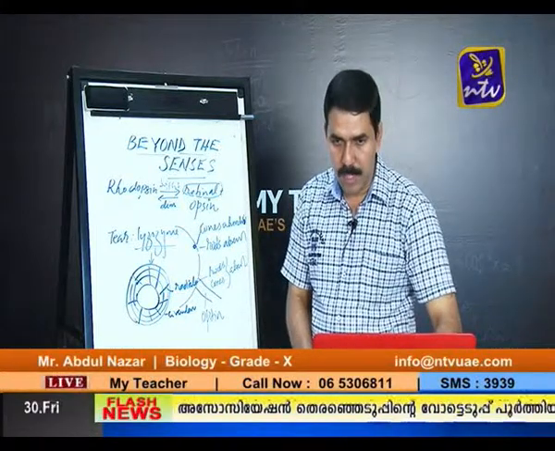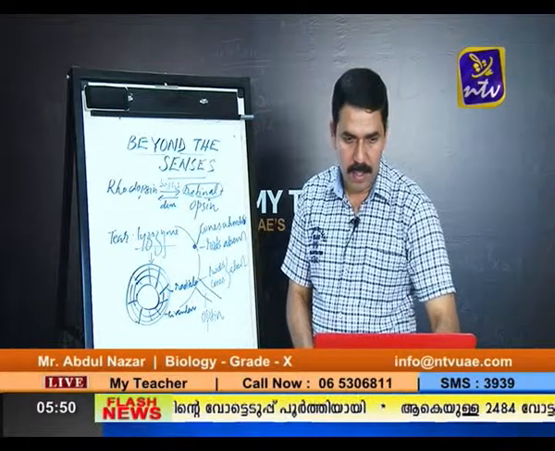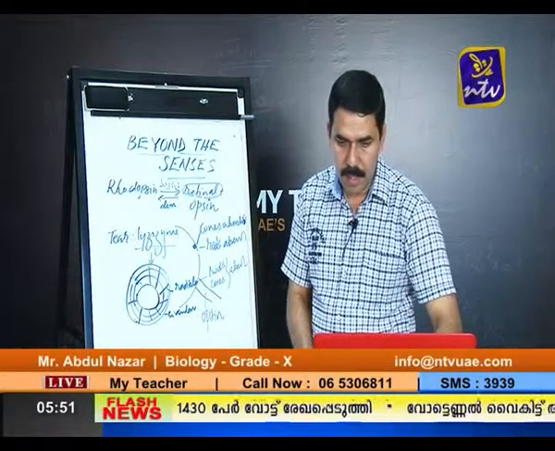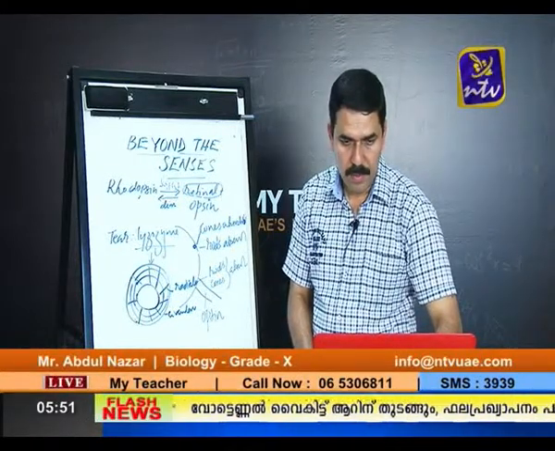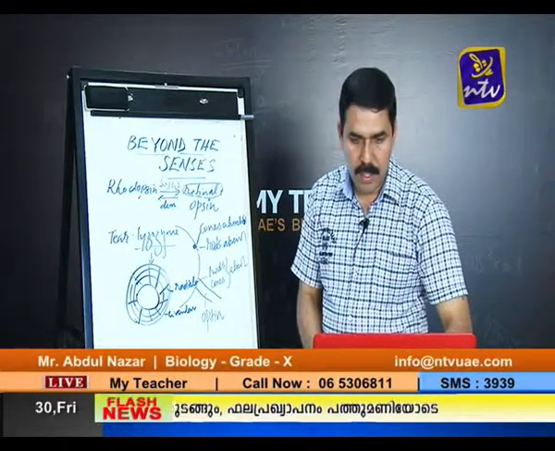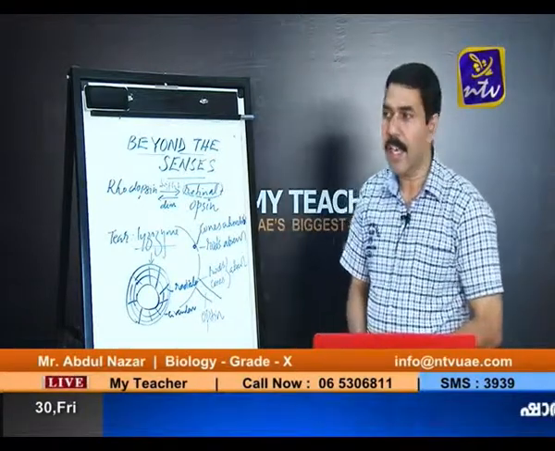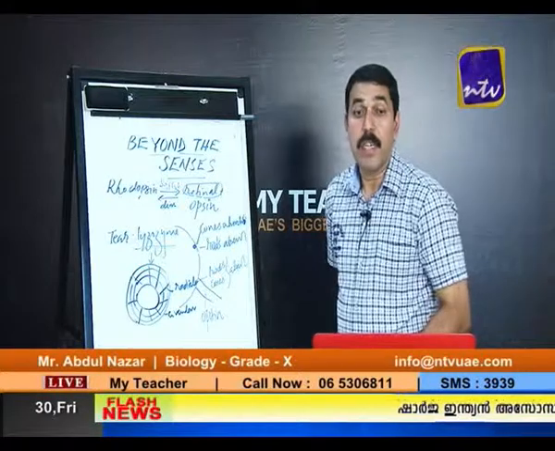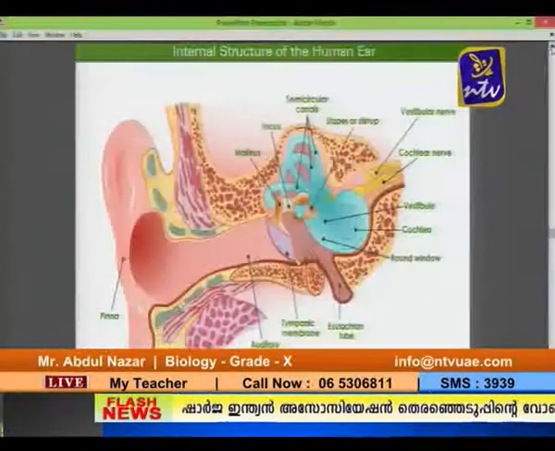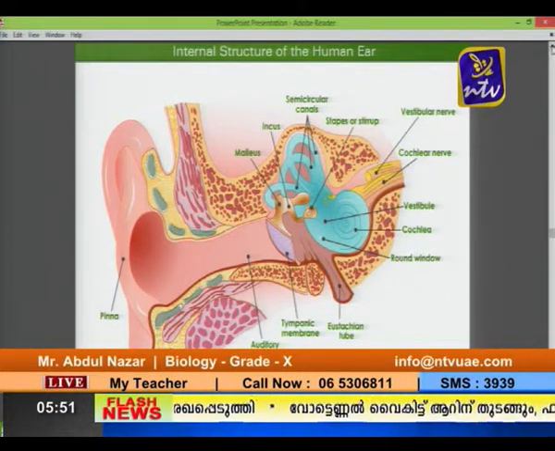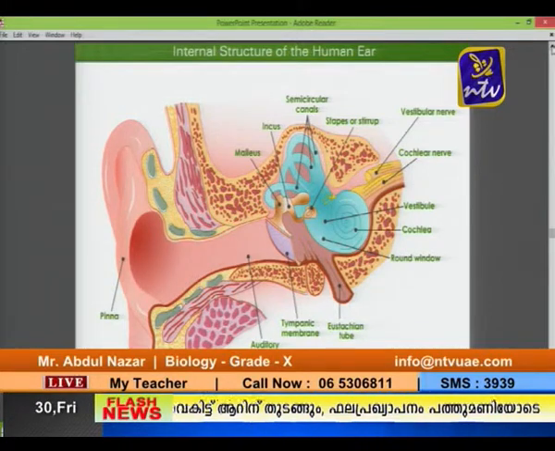Now let us move on to the next sensory organ, that is the ear. The ear has two functions. One is that it is the organ of hearing, and the second function of the ear is that it helps to maintain the balance of the body. So the ear has two functions. Let us see the detailed structure of the ear.